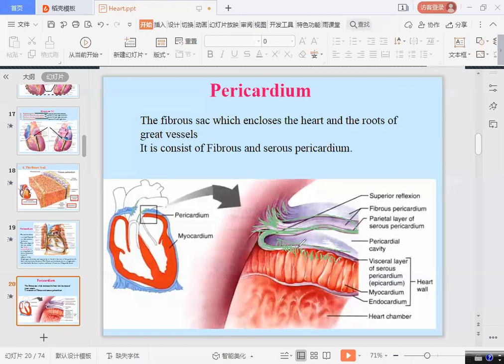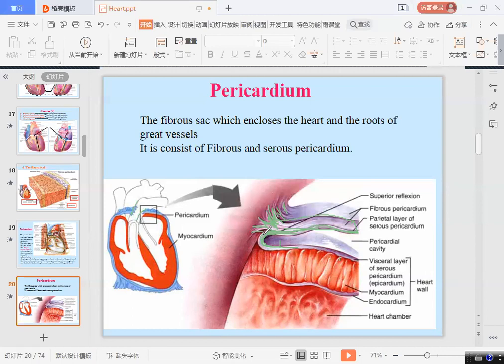So after reflection, the same parietal pericardium attaches with the heart. Now the same parietal pericardium will be known as the visceral pericardium. And because of this reflection, if you see here, there is a creation of a cavity. And this cavity is known as the pericardial cavity.